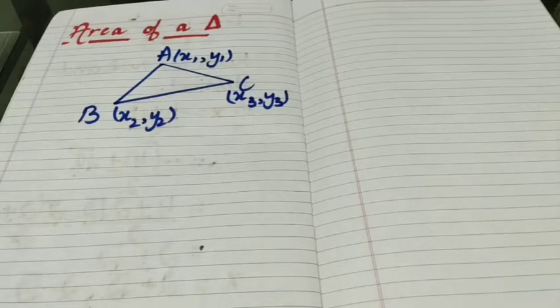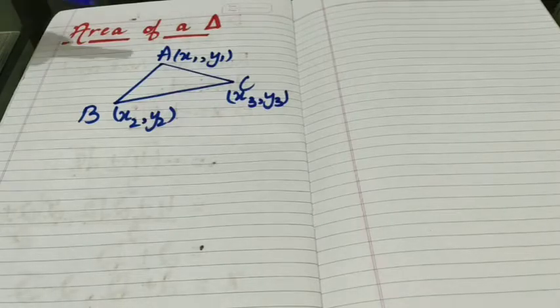Till now in the application part of coordinate geometry, we have done the distance formula and the section formula. Next, we are going to start with the area of the triangle. If the coordinates of the vertices of a triangle are given to us, then by using coordinate geometry, we can find the area of the triangle.